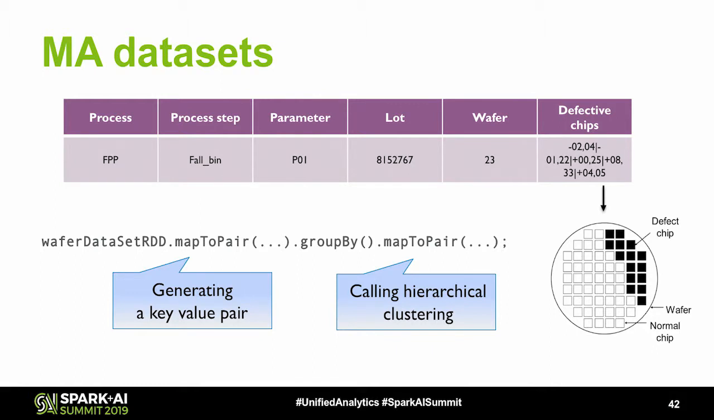wafer maps. To execute the hierarchical clustering algorithm using Spark, we first generate a key value pair by calling the map to pair method. Key consists of a batch ID and the parameter, and the values are lot, wafer, and its defective chip. After the group by method, the wafer maps which belong to the same parameter are put together, and then we apply the standard hierarchical clustering algorithm in the map to pair method.